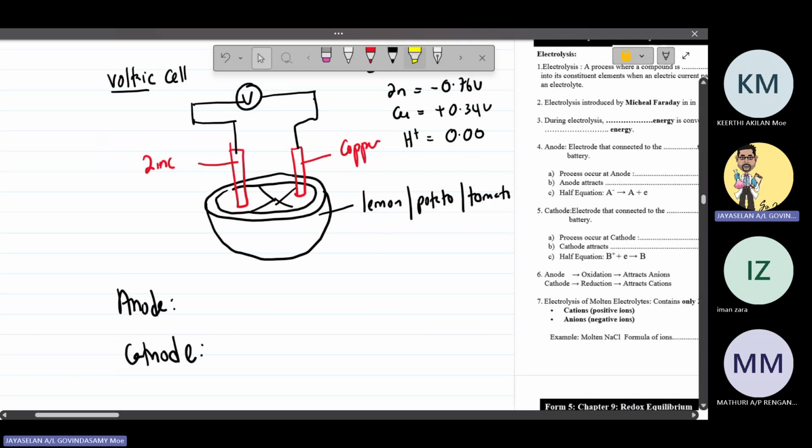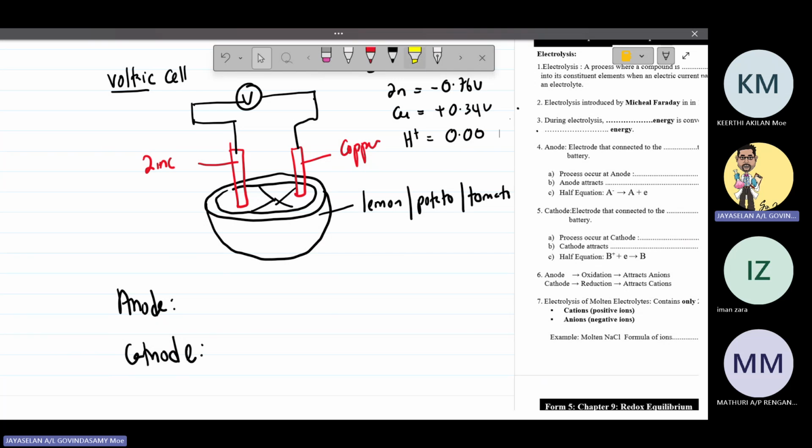Why voltaic cell? First thing, indirectly they're stating what? No battery. After that you must memorize, two different metals. They use two different metals as electrodes. Here they use zinc, here they use copper. If they use both the same, that is electrolytic cell. Do the half equation for the anode and cathode. See whether they can do it or not. They can give you lemon, potato, or tomato.